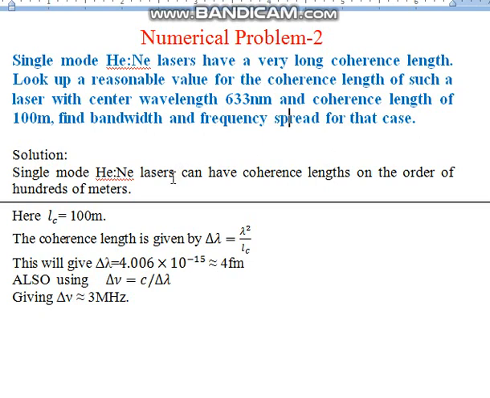So the solution: a single mode helium neon laser can have a coherence length of the order of hundreds of meter, but here Lc is equal to 100 meter. Coherence length is given by this formula. When we put in the value of lambda, the mean wavelength, and Lc, you can obtain delta lambda, that means the bandwidth, equal to 4 femtometer. And also using this relation you can convert delta lambda into delta nu, so it comes to about 3 megahertz. So these are our two problems. Thank you.